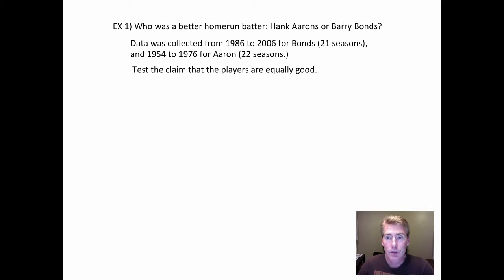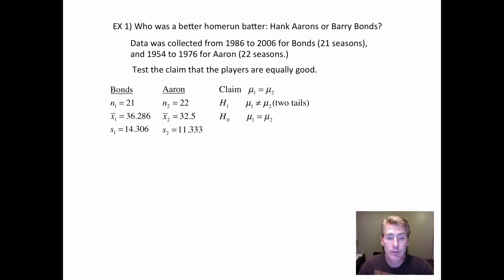Look at, there's no number in the claim. It's just test the claim that they are equally good, that their average home runs per season is the same for the two. So here's what I found for Barry Bonds. His average is 36.286. Hank Aaron, 32.5. So I chose Bonds to be group number 1 because it was the larger mean of 36 compared to 32.5.